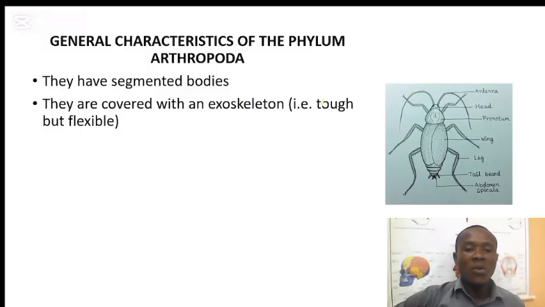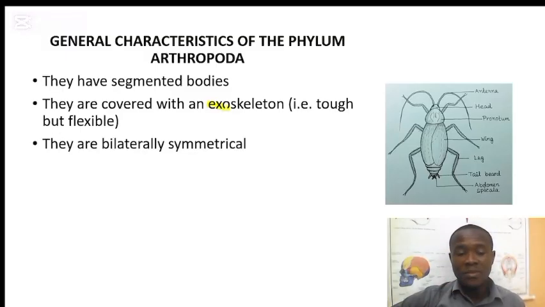Next, their bodies are covered with an exoskeleton. Exo means outside. That means the skeleton is outside the body of the organism while the flesh is inside. The third one, they are bilaterally symmetrical. Bi means two. So in bilateral symmetry, there is only a single plane passing through the midline of the organism that divides the organism into two equal halves.